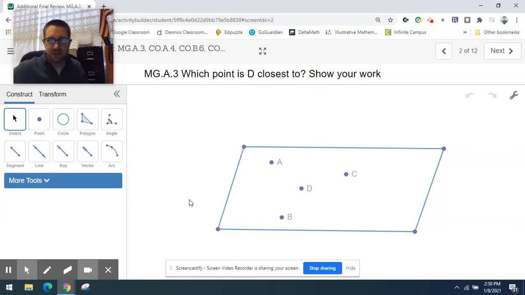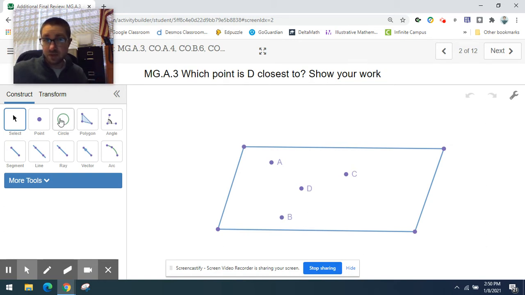All right, MG.A.3. Which point is closest to D? Show your work. So I would say that this, when we originally did it, was really all about using perpendicular bisectors, okay? Because the cool thing about a perpendicular bisector between 2 points is that every point on that line is equally distant from the 2 points.